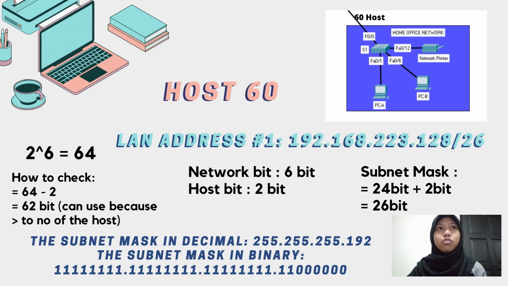From here, you will get 62, which can be used because it is larger than the number of hosts. The network bit is 6 bit because of 2 power of 6, so the host bit is 2. For the subnet mask, you have to add the 24 bit with the host bit, which is 2 bit, so it is equal to 26 bit. The subnet mask in decimal is 255.255.255.192. The subnet mask in binary is like in the slide.